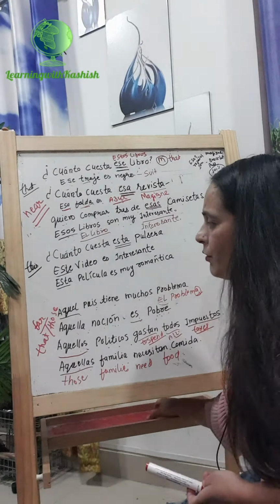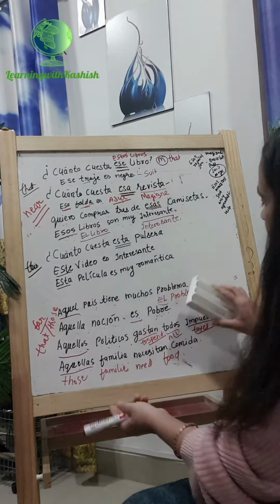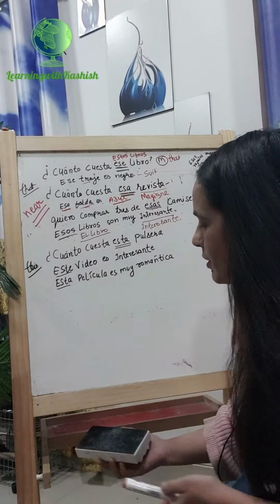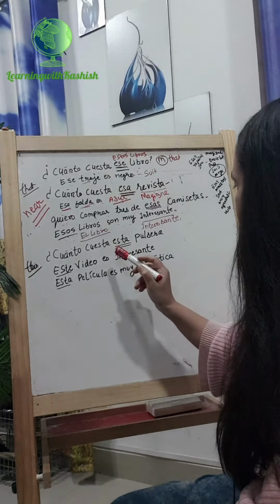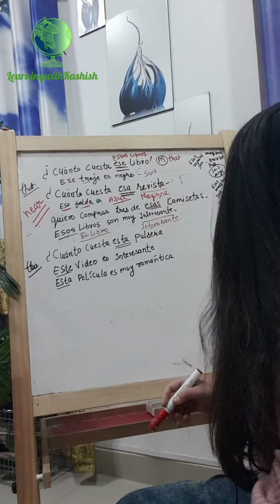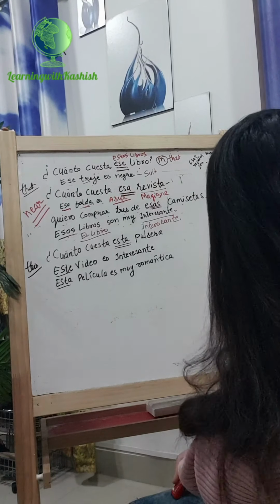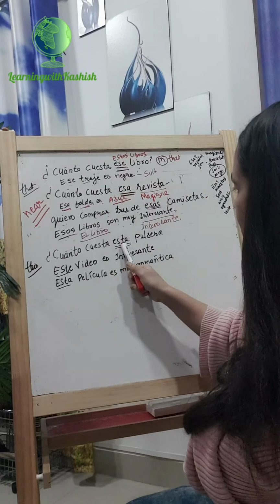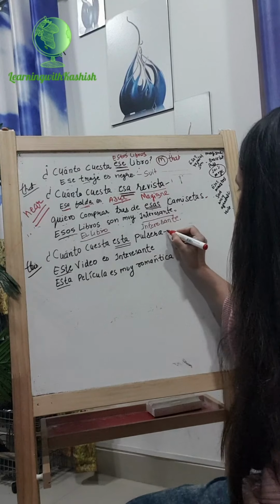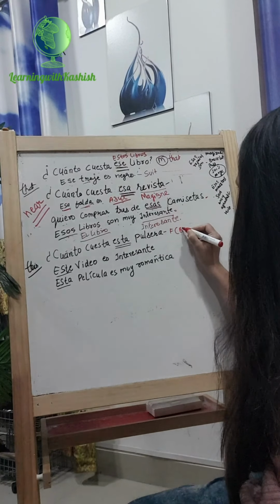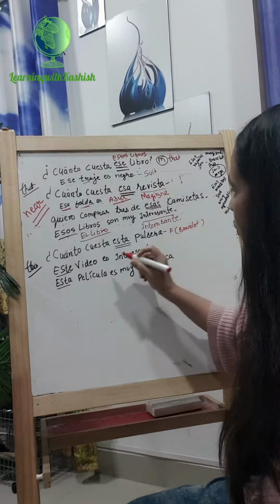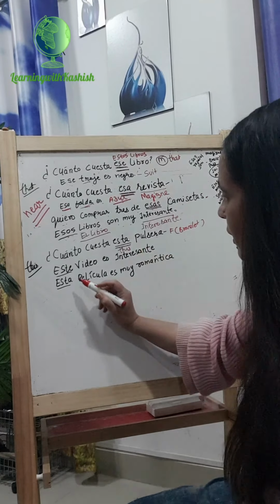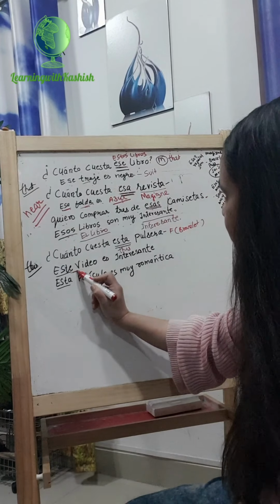Then if we are talking about this, okay, I am erasing this because I have to write for this. For example, if we want to say this bracelet, pulsera. ¿Cuánto cuesta esta pulsera? Pulsera is feminine, bracelet, okay. What is the cost of this bracelet?